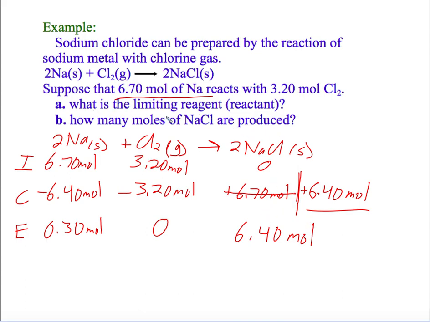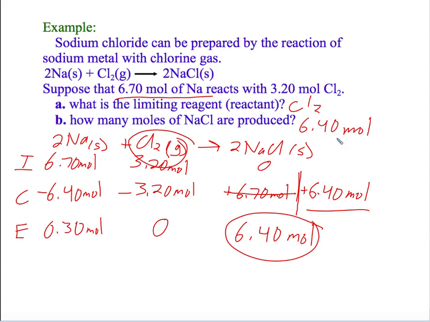So our questions: what is the limiting reactant? Well, we determined that chlorine is my limiting reactant. So limiting reactant is going to be Cl2. How many moles of NaCl are produced? We said that was 6.40. And now I could ask you to go to grams, and we'll do that later. But for right now, we got 6.40 moles of sodium chloride.